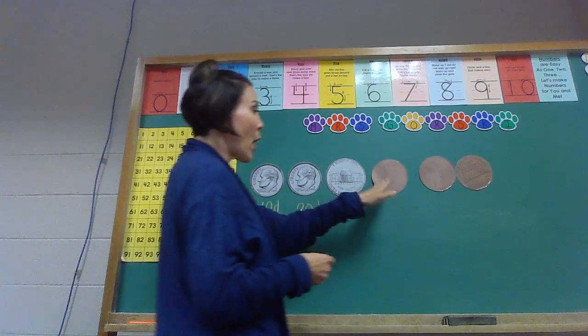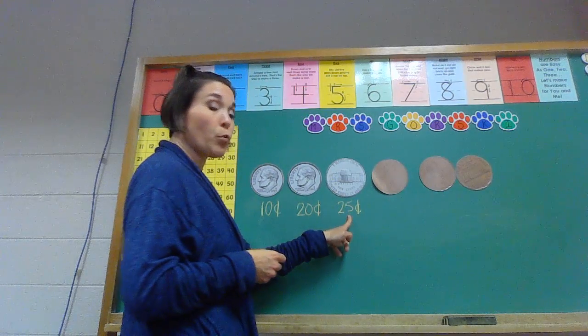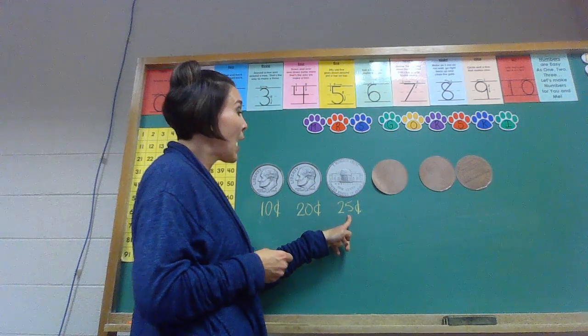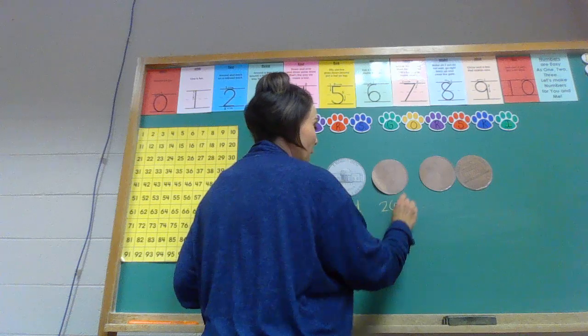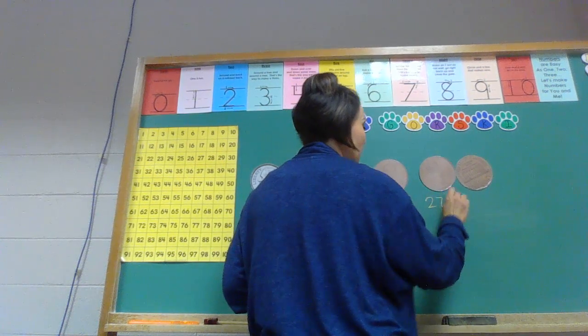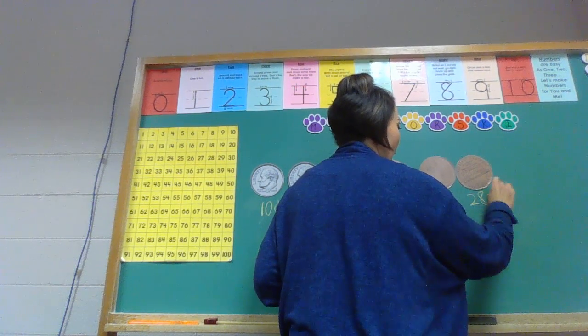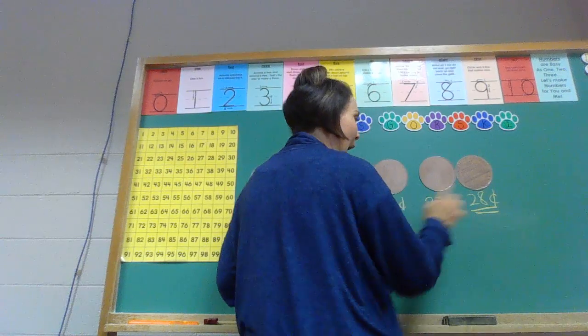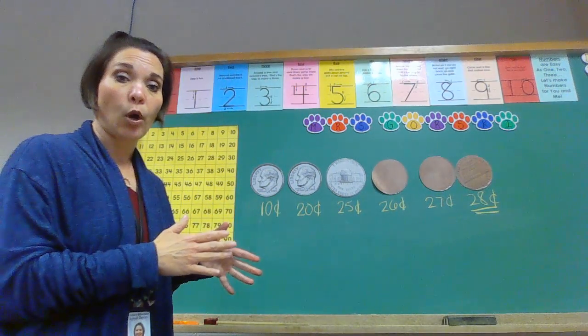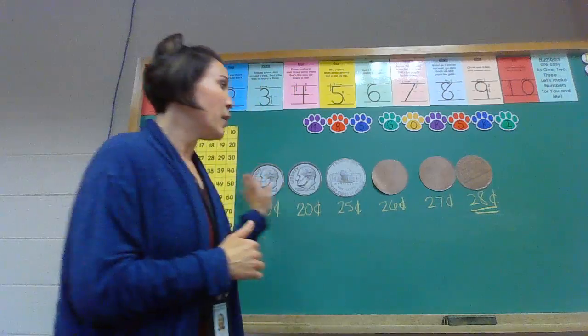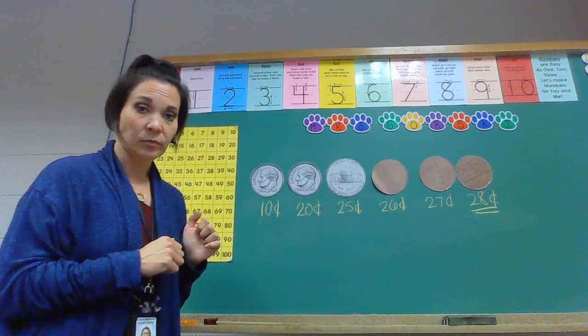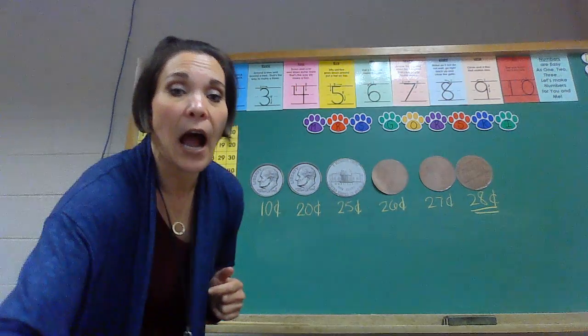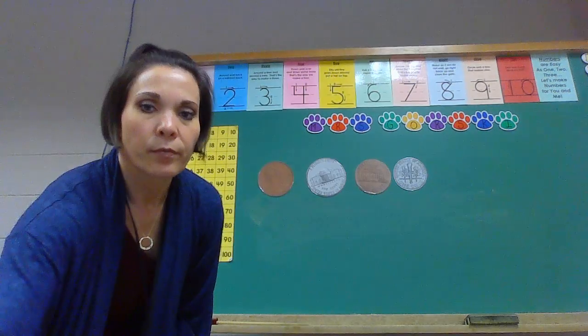I'm going to go right to my pennies. So I'm going to go from 25, and now I have to start counting by ones. So 26, 27, and 28. That last coin is now going to be the total. So 28 cents is going to be the total for this set. Now stay tuned. I'm going to do another set with you.